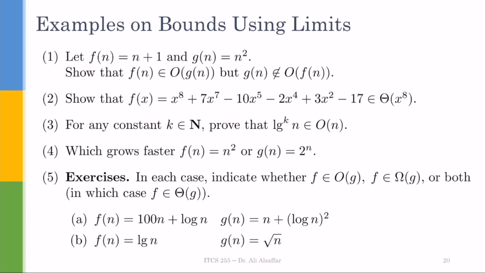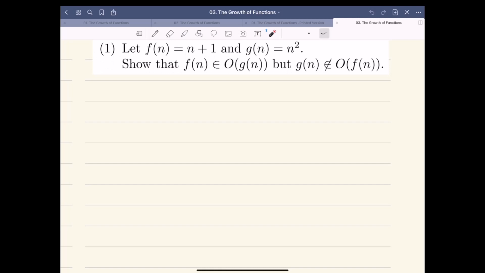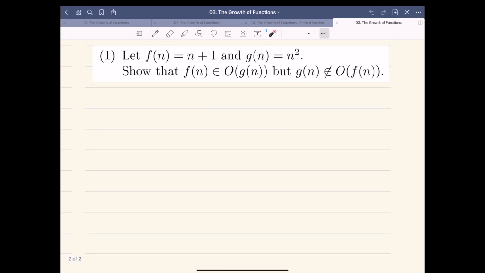Here are some examples where we would like to use limits to find their bounds. So let's solve the first question. In this example, you are given two functions, n plus 1 and n squared. If we want to use the basic definition to prove that f of n belongs to big O of g of n and g of n does not belong to big O of f of n, then we need two steps. One, we use the basic definition to prove this part, and we prove by contradiction to prove this part.